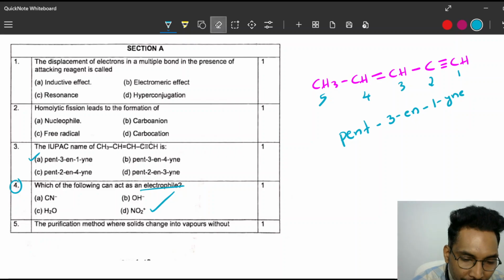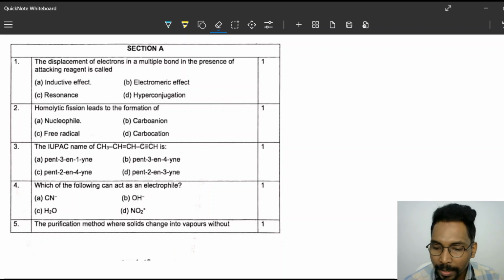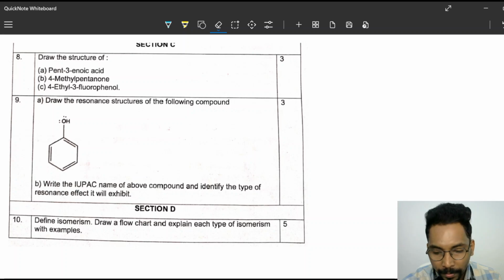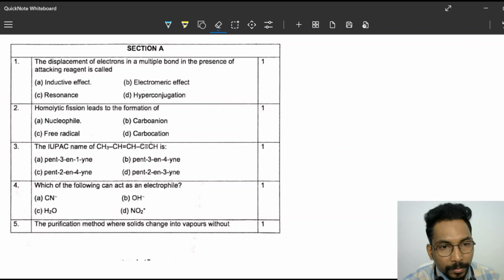I hope the questions we discussed so far are clear. Okay, next one. The purification method where solids change into vapors without, just wait. Okay, actually that portion is cut from this PDF.